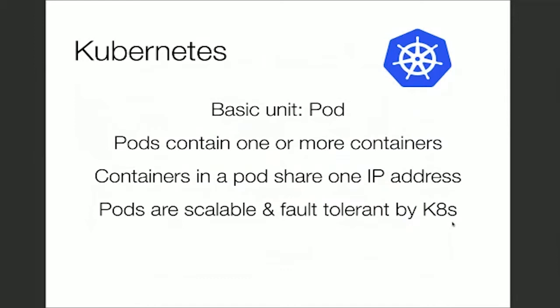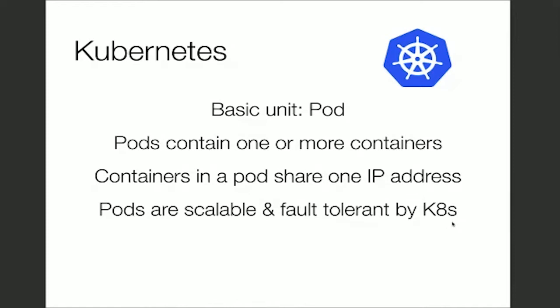But you can think of it as a virtual machine for the purposes of building applications. And so the basic building block in Kubernetes is a pod. There are many containers in a pod, and the containers in a pod share one IP address. So it's as though, even though there are multiple VMs, they all have the same IP address.